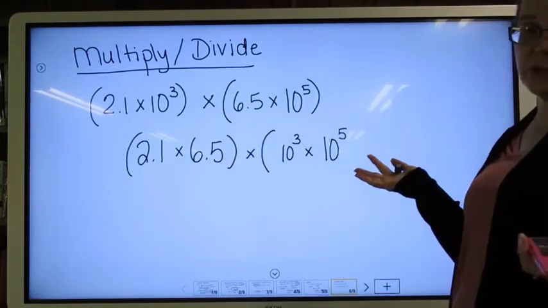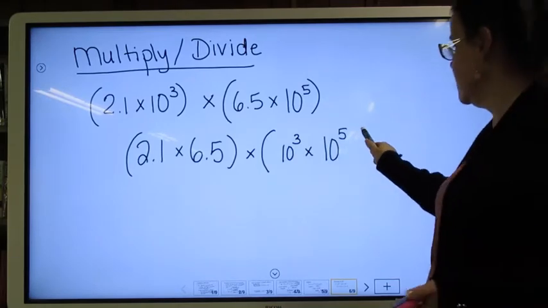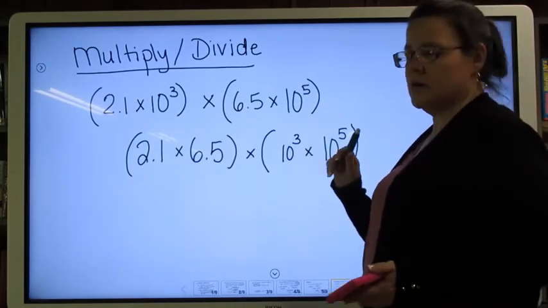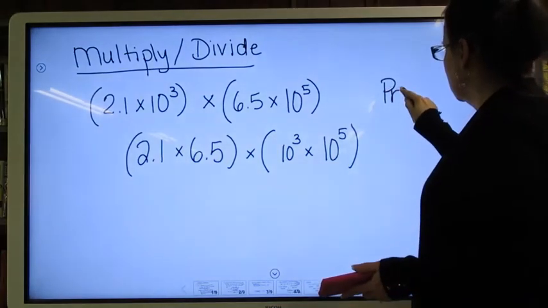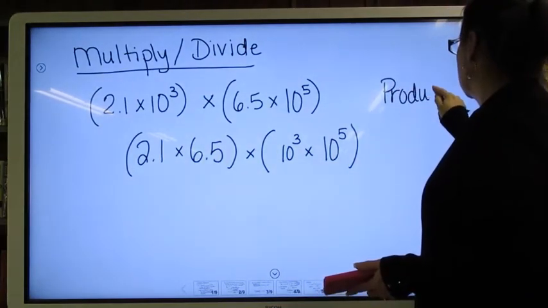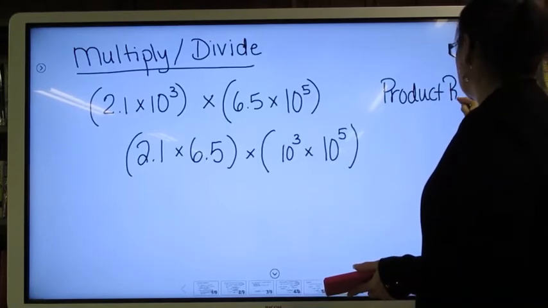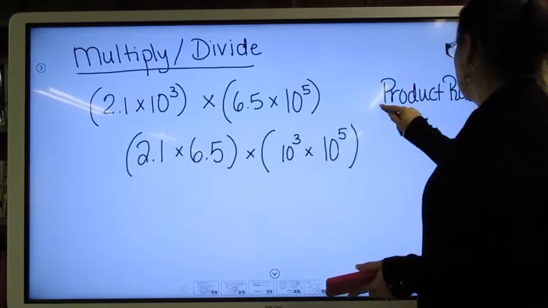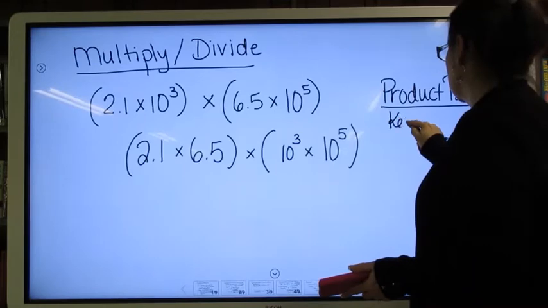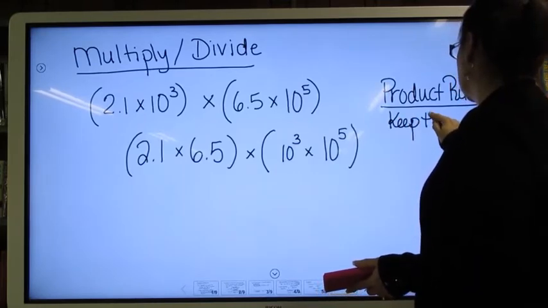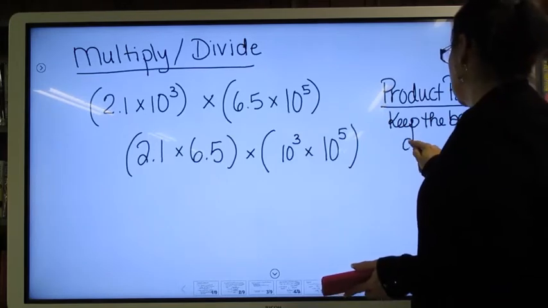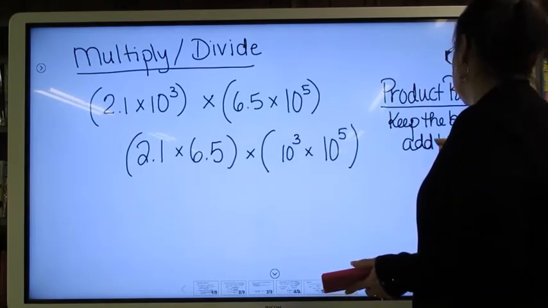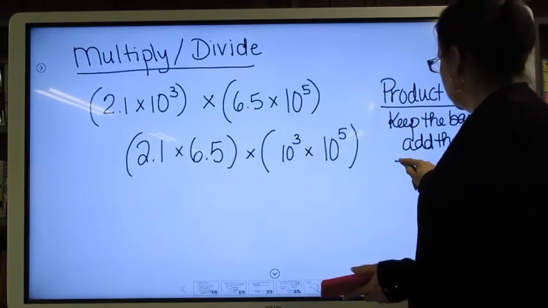And so this is where your product rule comes in for polynomials. And your product rule is to keep the base, add the exponents, pardon me.